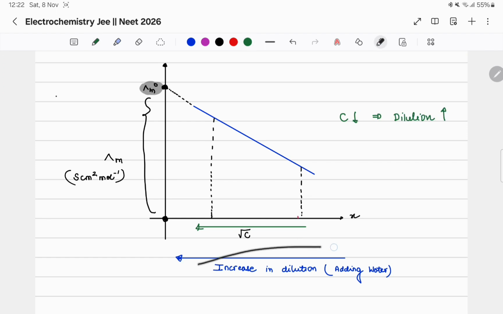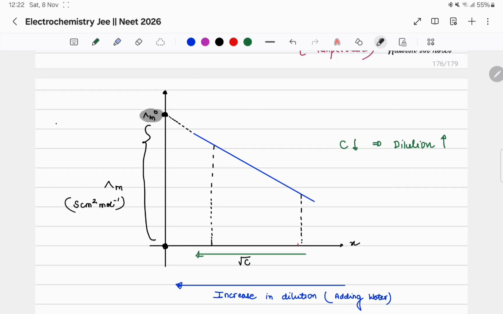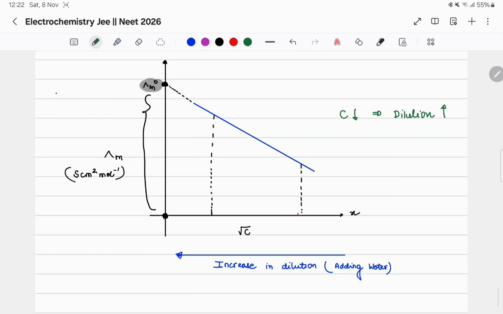So you can check what is happening when I'm coming from the right to left. Increase in dilution means when you add the water, dilution is going to increase. So when dilution is increasing, what is happening to the graph? Suppose for marking I'm writing here 2 liter. So here what I have written? 2 liter. Initially कितना था? 2 liter. Now it is what? 4 liter. So just check it ना. That only you need to know.